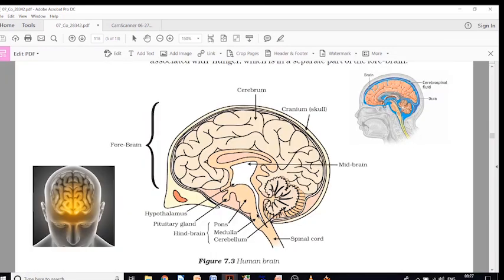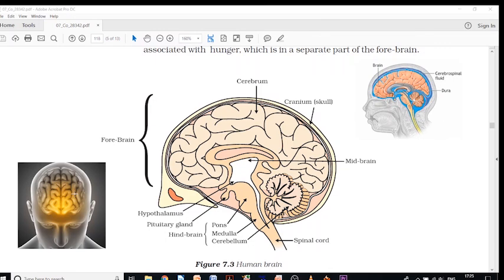And the medulla oblongata controls all the involuntary actions. Now then comes the spinal cord. Okay, then the cerebral hemispheres, which are separated by a deep fissure.